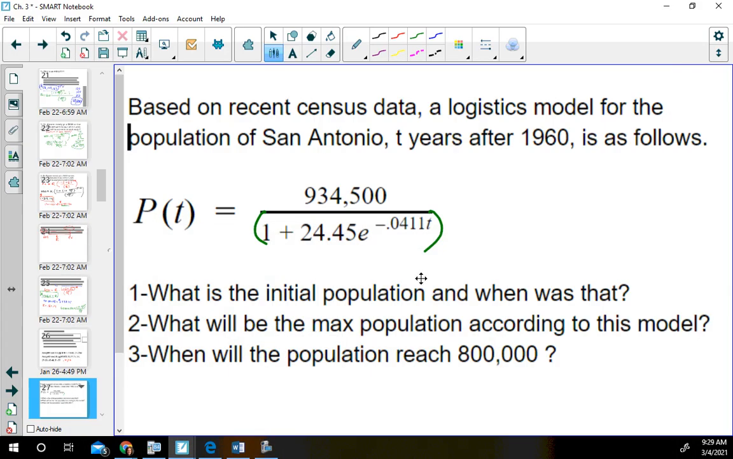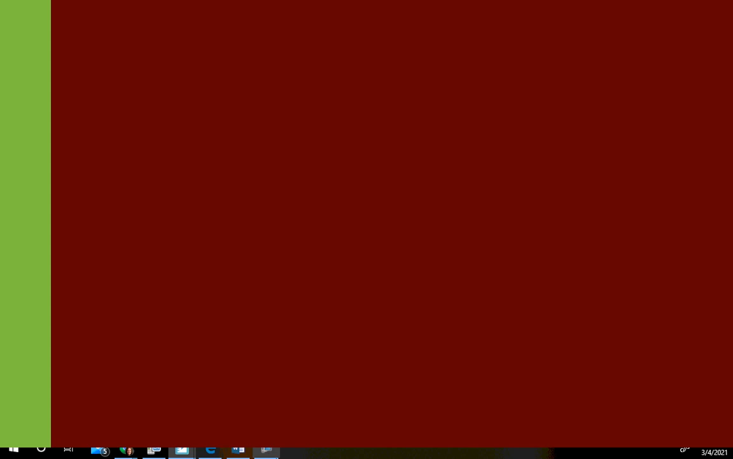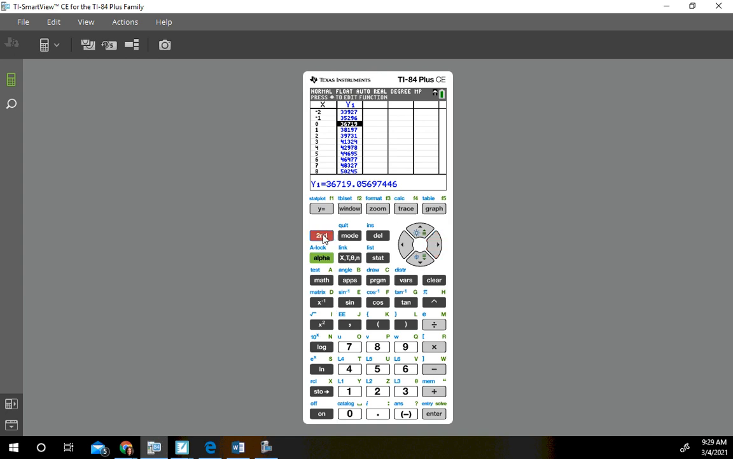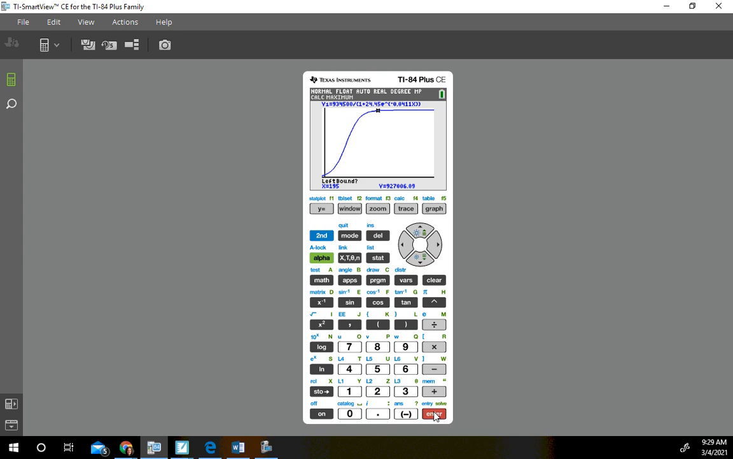The next one here: what will be the max population according to this model? So do your second trace maximum. When I do this, I try to get close to where I see it kind of teetering out. I look at the Y values and see when it kind of teeters, where it's not going higher anymore.